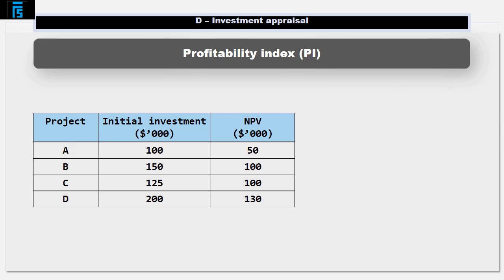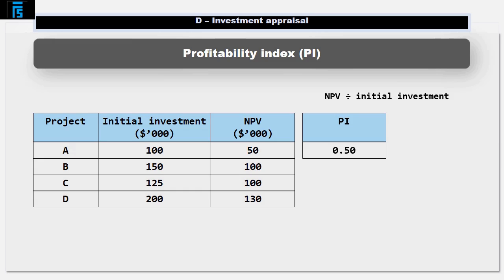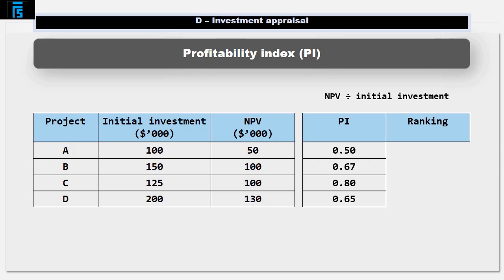For example, for project A, the profitability index is 50 divided by 100 equals 0.5. And for the other projects, we then rank the projects from the highest profitability index down to the lowest, as follows. As we can see, project C is our preferred starting point. It has the highest profitability index because, as we can see, it gives us the greatest NPV per dollar invested, which is an important consideration when you don't have that many dollars available to invest.